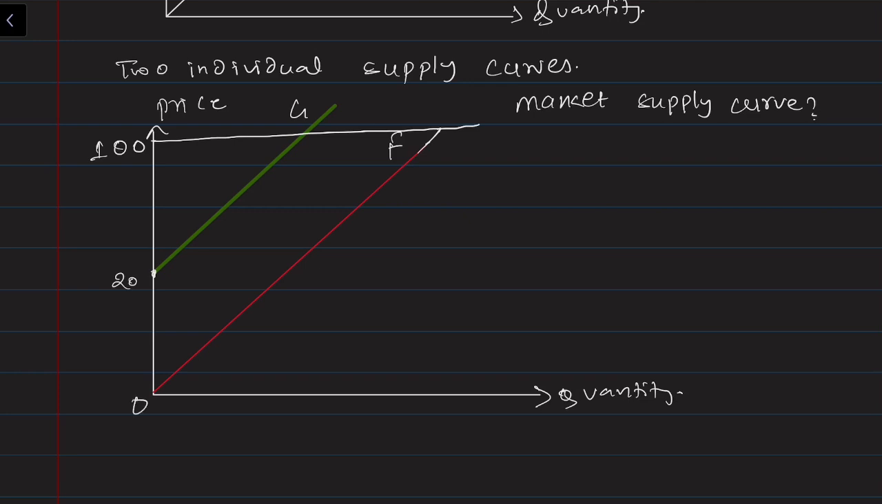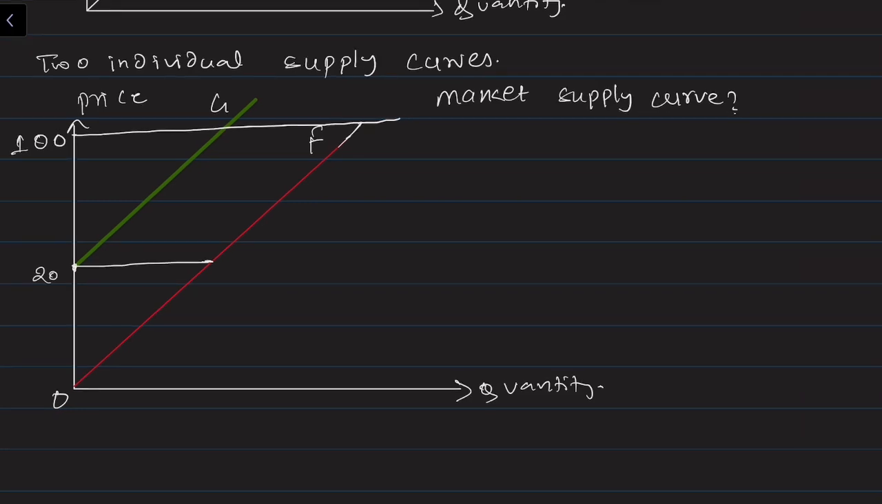So within the price range 0 to $20, the total quantity supplied is given by the red line only, right? So up to this point, the total quantity supplied is given by the red line only. But within the range $20 to $100, the total quantity supplied is the sum of the quantity supplied of the individual supply curves. Okay.